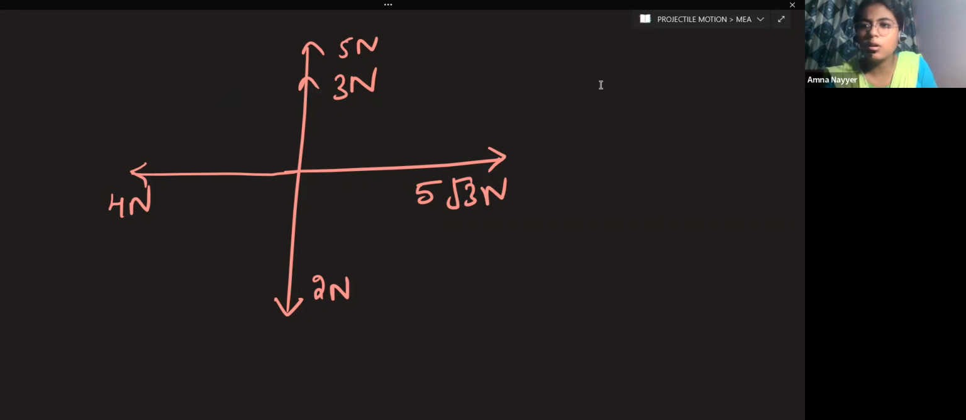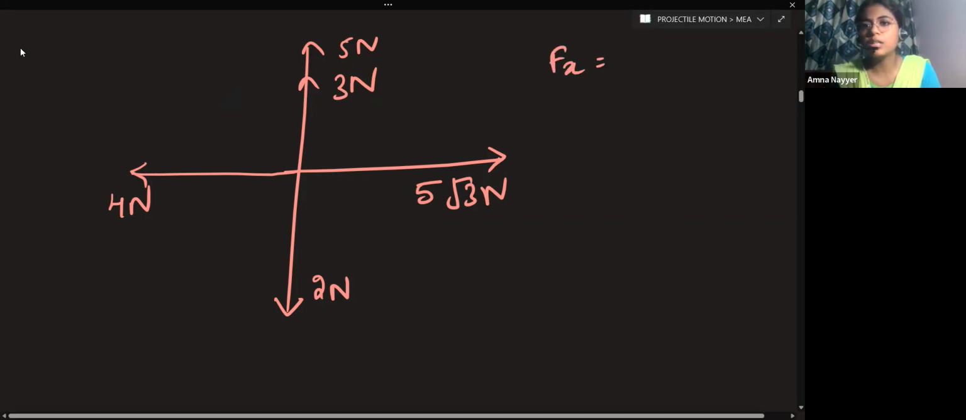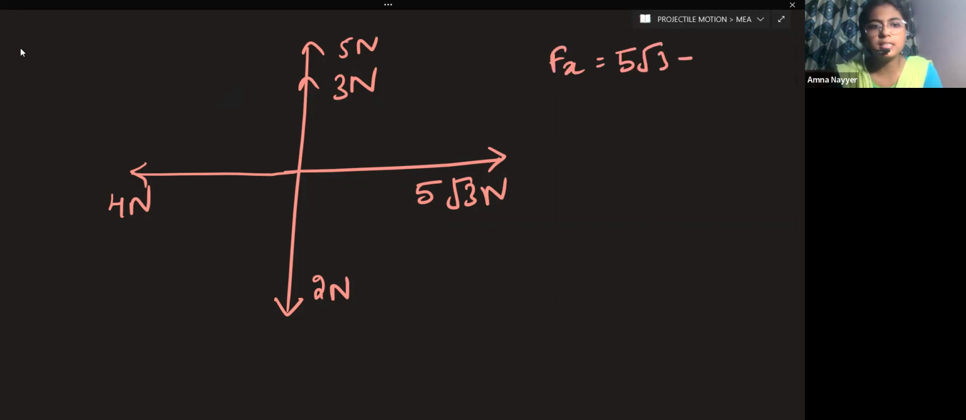So the net force along the x-axis will be 5 root 3 minus 4 Newton. So this becomes 5 into 1.732 minus 4. This becomes what?